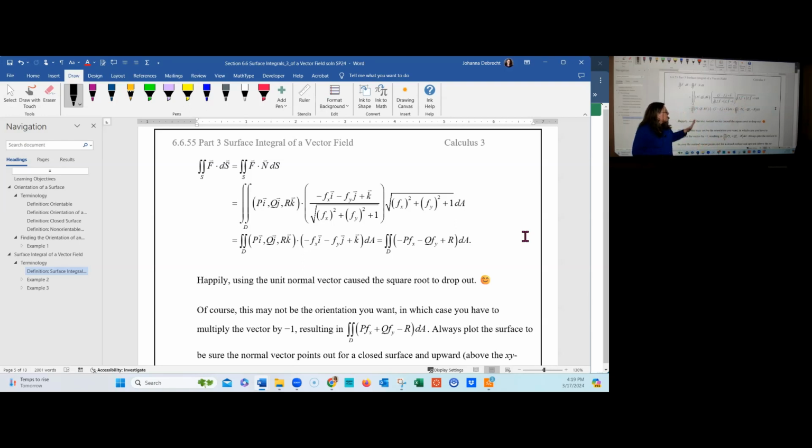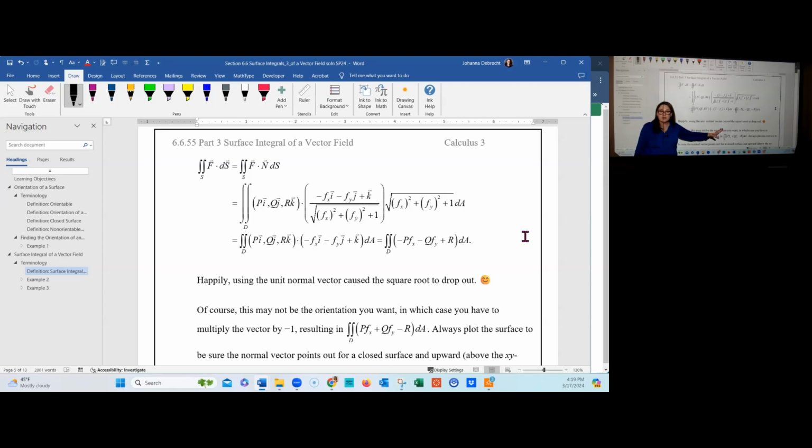When that happens, we can get a dot product between P, Q, R and the opposite of F with respect to X, opposite of F with respect to Y, K, which gives us a formula for a double integral over the parameter domain of negative P partial of F with respect to X minus Q partial of F with respect to Y plus R with the area differential. This caused that square root to drop out, which is a very happy moment.